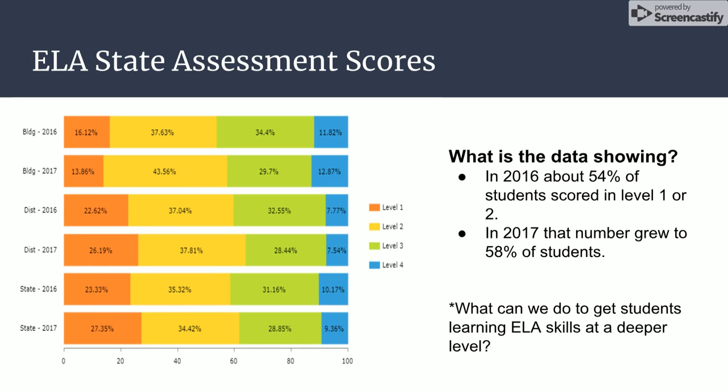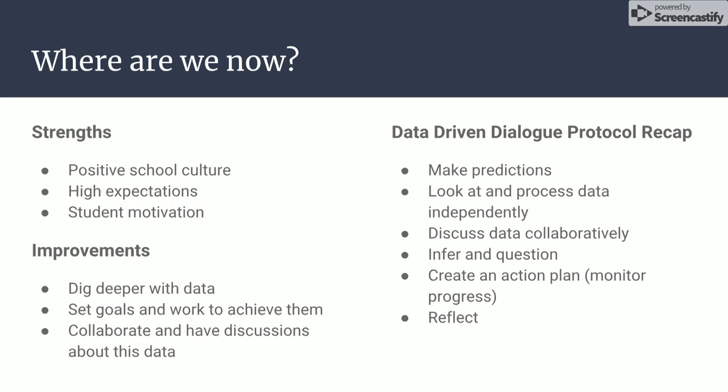Where are we now? So a couple of things. We're going to talk about some strengths. We're going to talk about improvements, and then we're going to very quickly review our data-driven dialogue protocol, which we were trained on this summer. So first up is our strengths. We are doing a great job at providing a positive school culture. We are setting high expectations for students, and our students are motivated to learn.